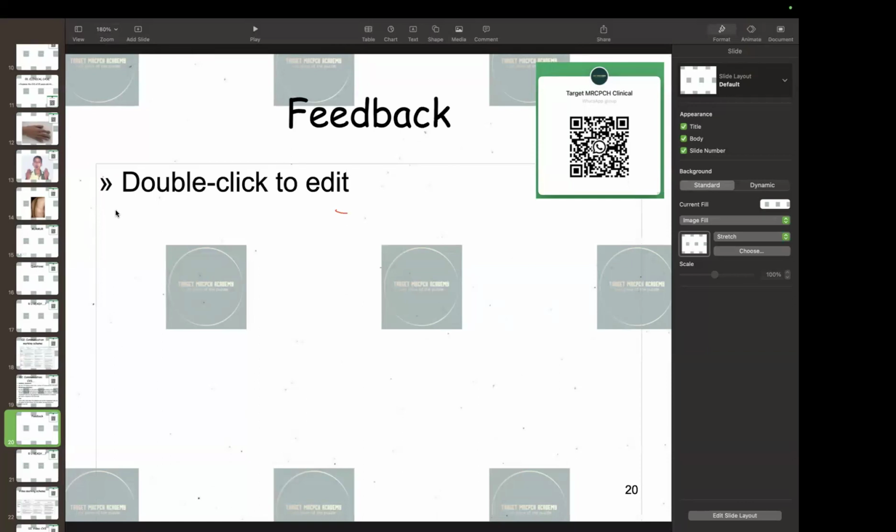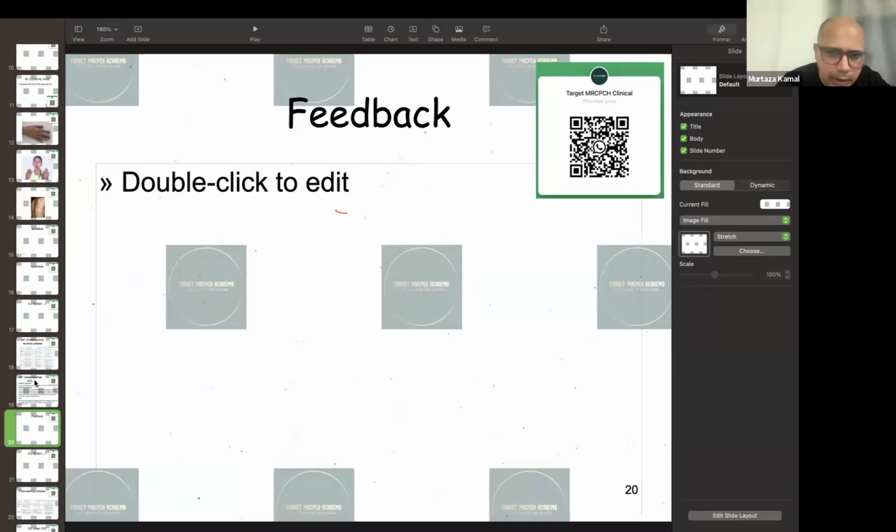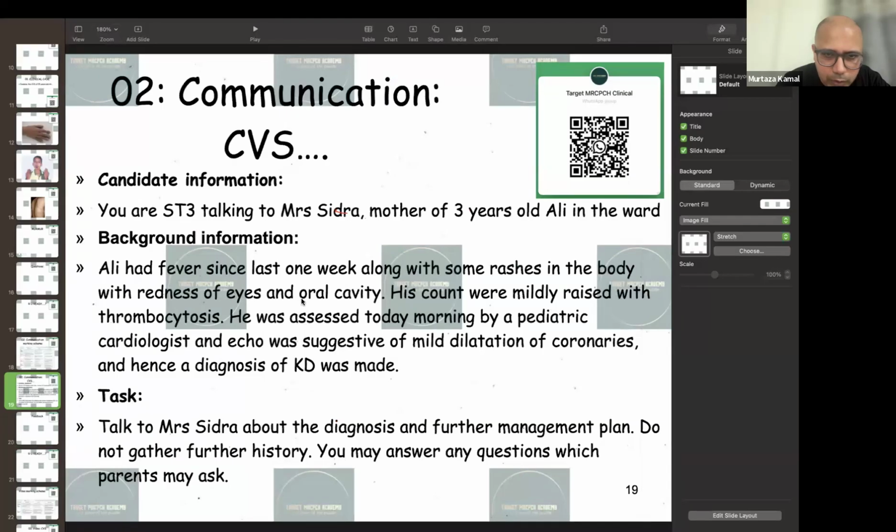Doctor, actually, fever plus 2 to 3 features. So, is it an atypical Kawasaki? Because I heard the doctor mentioning the lymph nodes, which was not mentioned in the scenario. This was the scenario. He had fever since last 1 week, around 7 days. He has rashes. He has redness of the eyes and oral cavity. So he has three: the rashes and redness. Fever plus 2 to 3. So it is an atypical, right? That's okay. That's fine.